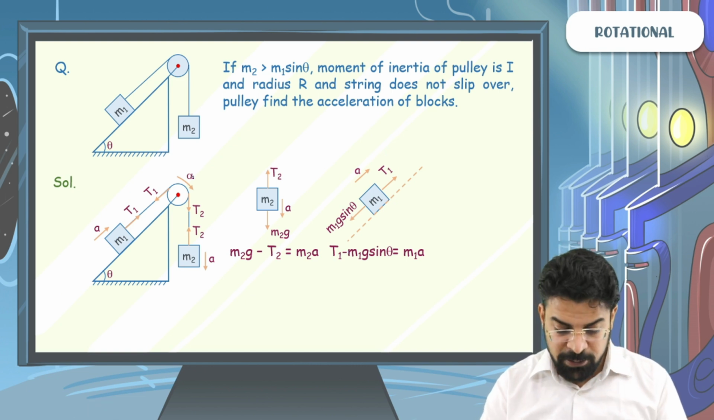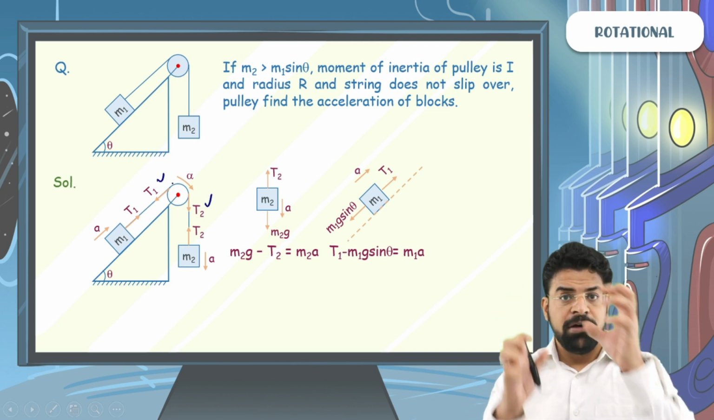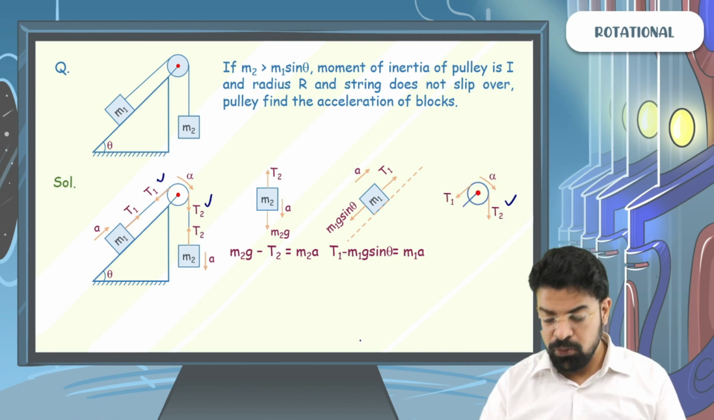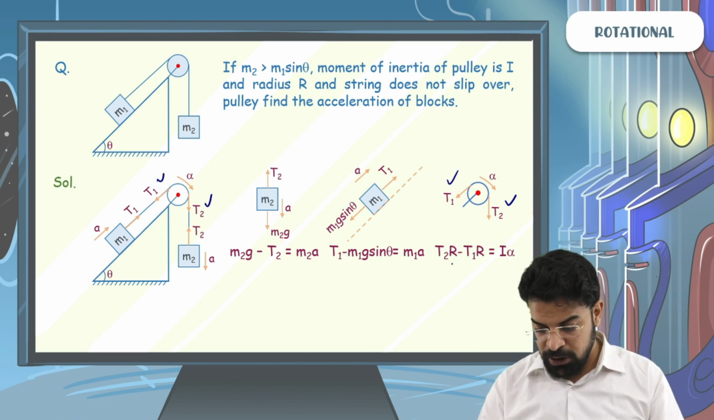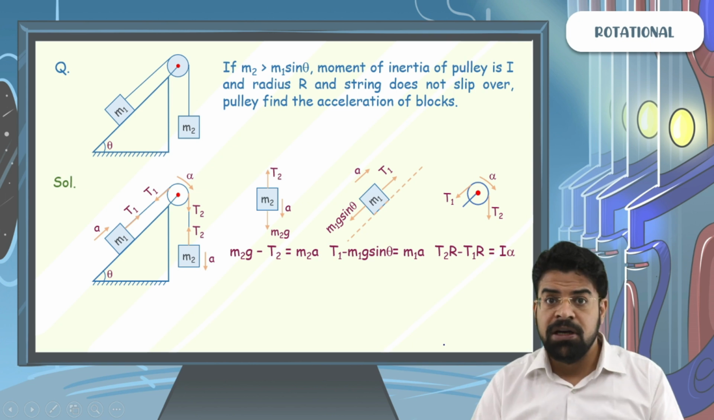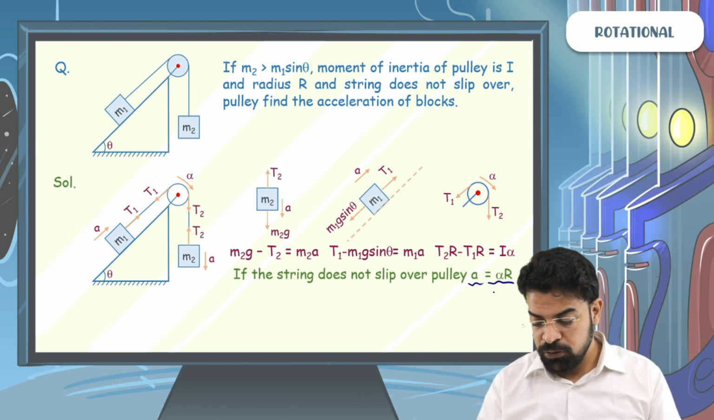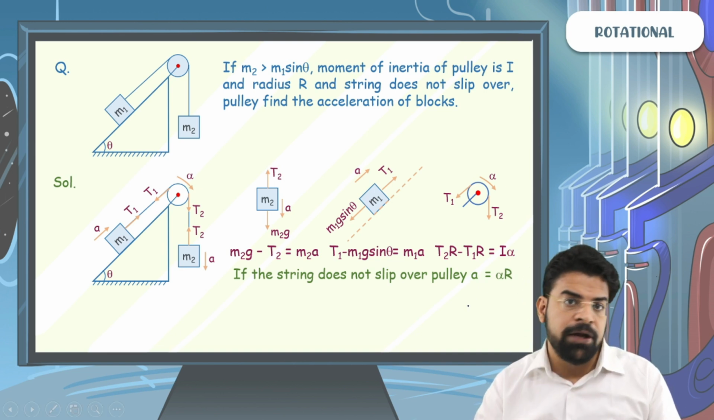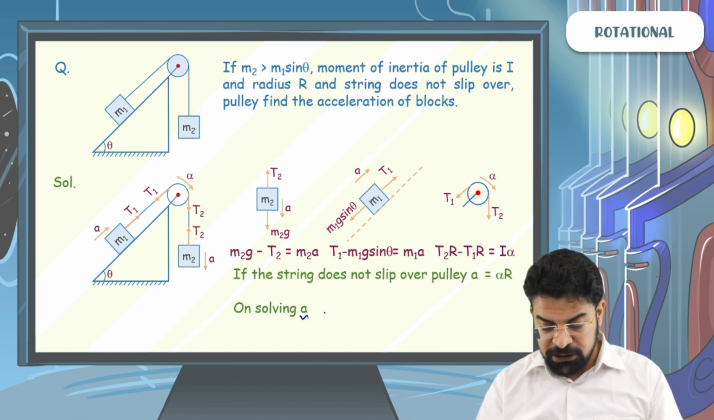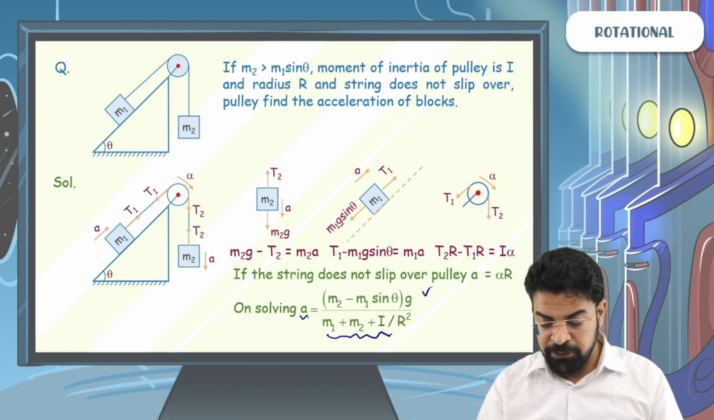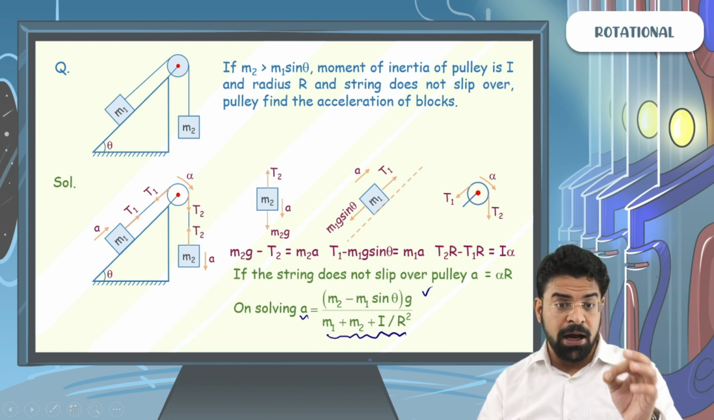Now the third equation will be on the pulley. On the pulley there is a tension T2 and a tension T1. T2 tries to turn it clockwise, T1 tries to turn it anti-clockwise. So you will get T2R clockwise torque minus T1R anti-clockwise torque equals I into alpha. And the fourth equation, the equation for no slipping, will be a equals alpha R. On solving these four equations, we get the acceleration as (m2 minus m1 sine theta) whole multiplied by g upon m1 plus m2 plus I by r square.